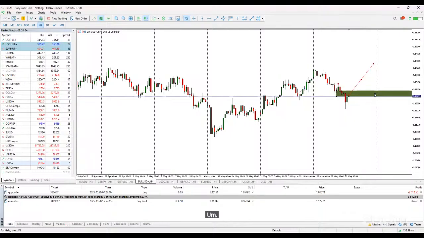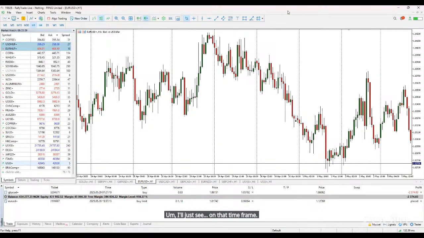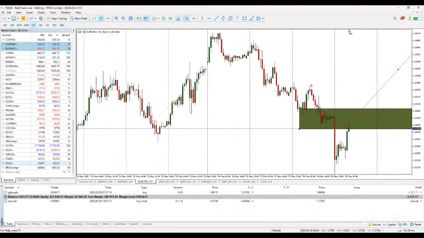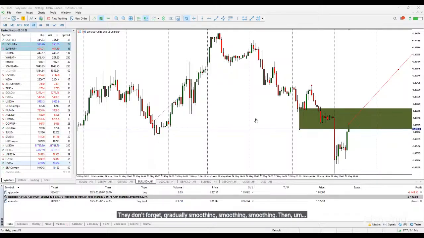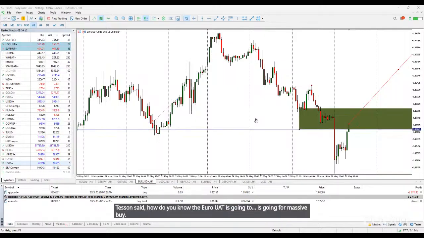I'll just say Euro USD, you can see, but let me check the 1 hour time frame. Let me check what's going on on the 1 hour time frame. Yeah, you can see the movement has already started around this side. Don't forget, gradually it's moving, it's moving, it's moving. Then someone said, how do you know the Euro USD is going for a massive buy?